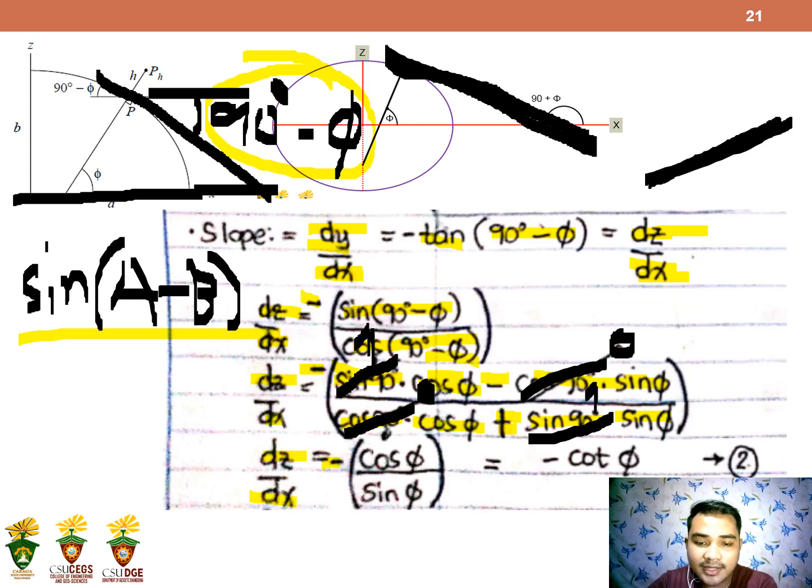Cosine na lang yung nabilin. So, cosine na lang nabilin. Cosine 90 is 0, and since cosine 90 is 0, ang mabili na lang is si sine sa ubos. So muna na siya sine geodetic latitude, and cosine over sine is also equal to cotangent geodetic latitude, and remain si negative sign. This is now our equation number 2.